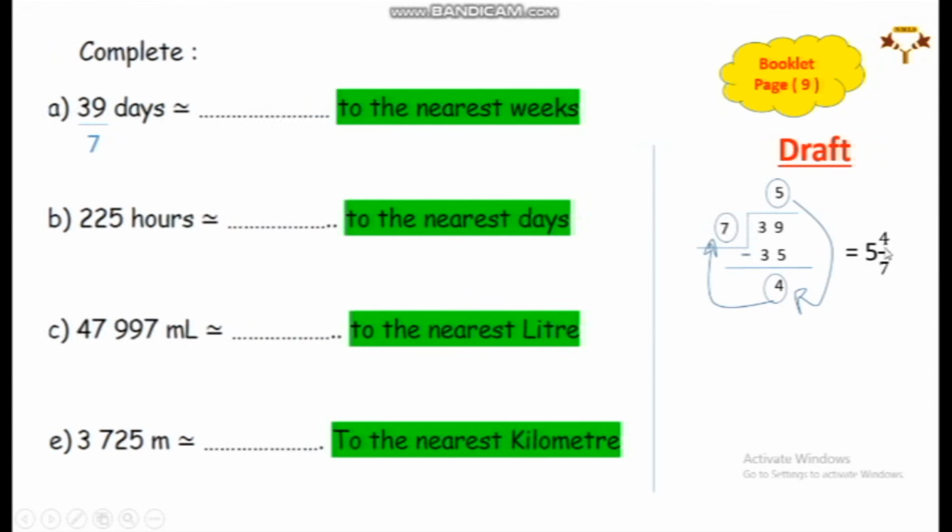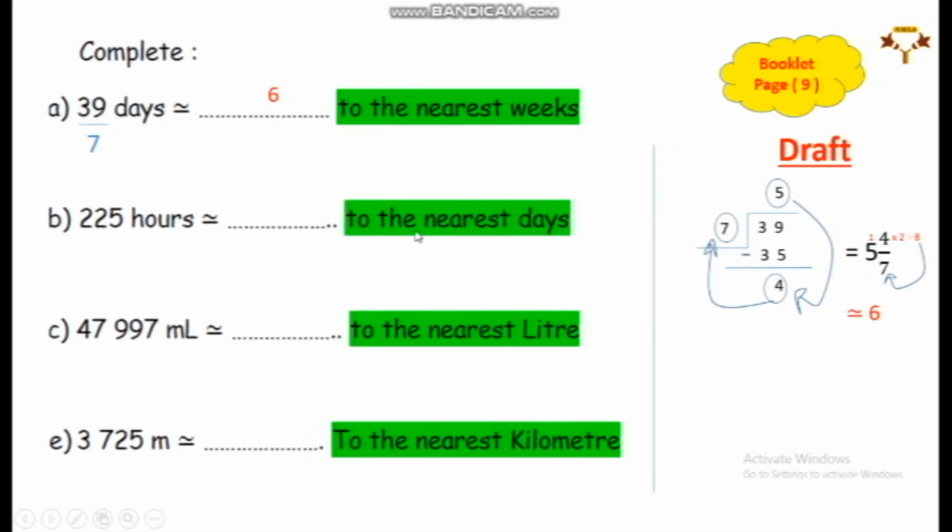Take the numerator, which is 4. Multiply it by 2. The answer will be 8. Now compare. Is this 8 greater than the denominator? If it's greater, add 1 to the 5. If it's smaller, don't add anything. So I see here that 8 is greater than 7. So I will just add 1 to the 5. So 1 plus 5 equals 6, and here is the answer. So 39 days approximately equals 6 weeks. Go to question number B.